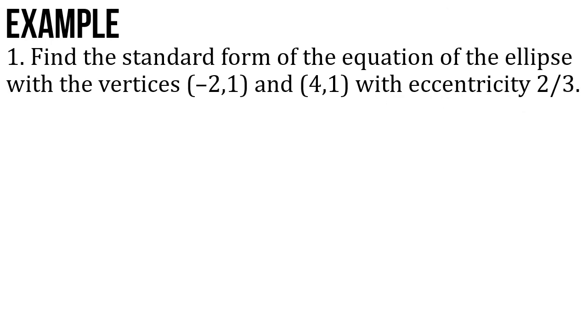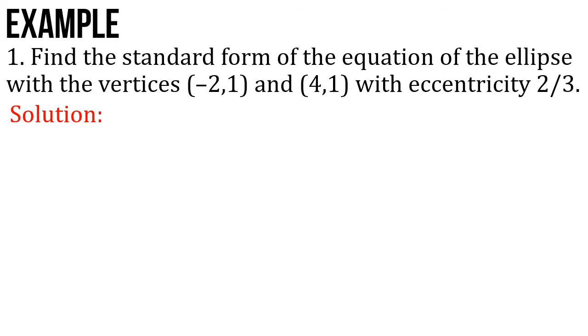So now let us have an example. Number 1, find the standard form of the equation of the ellipse with the vertices (-2, 1) and (4, 1) with eccentricity 2/3. So for the solution, we are not going to follow necessary steps because our steps could be different based on the given of the problem. So the important thing is that you know the given and you know what to do.